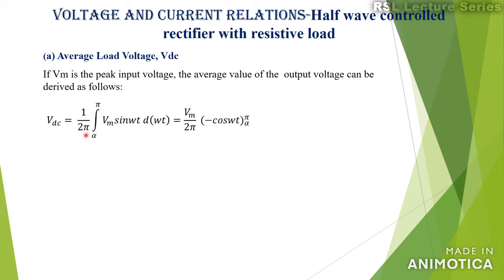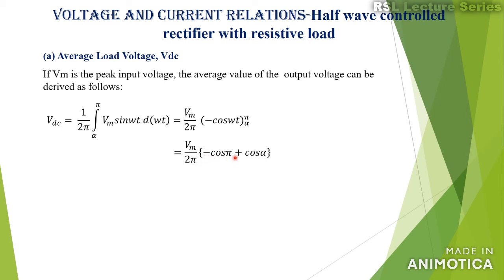So this is the total time period. So 1 by 2 pi, integral alpha to pi, this is the conduction angle, so that the device will be conducting from alpha to pi only. So integral alpha to pi Vm sin omega t d omega t. Taking Vm outside, we can write Vm by 2 pi. Integral of sin omega t d omega t is nothing but minus cos omega t over the limits alpha to pi. So now on substituting this limit, we get Vm by 2 pi into minus cos pi.